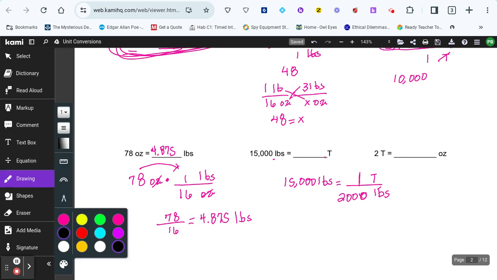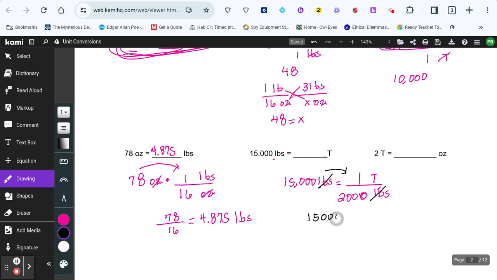Okay, these are going to cancel. And now 15,000 times 1 is 15,000. But you have to divide by 2,000 because that's the number in the bottom, in your denominator. I can cancel out that many zeros. So that's basically 7.5 tons.